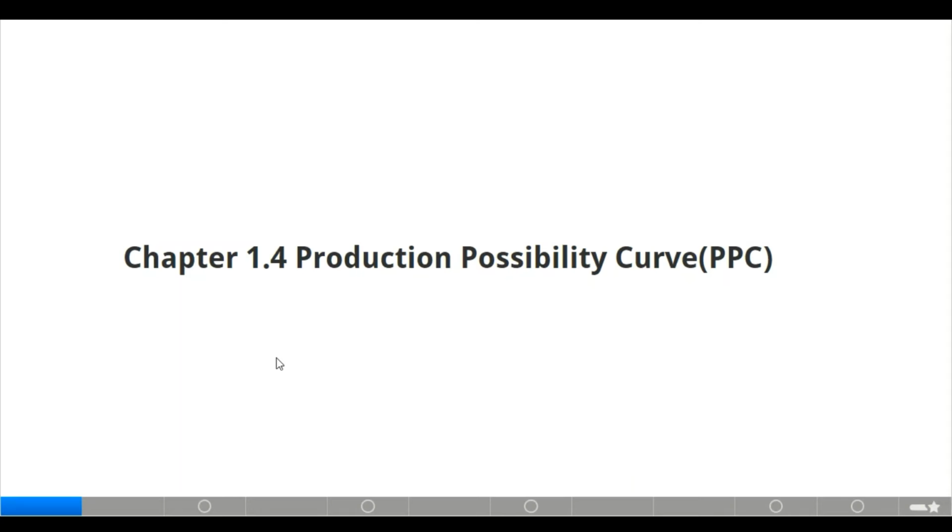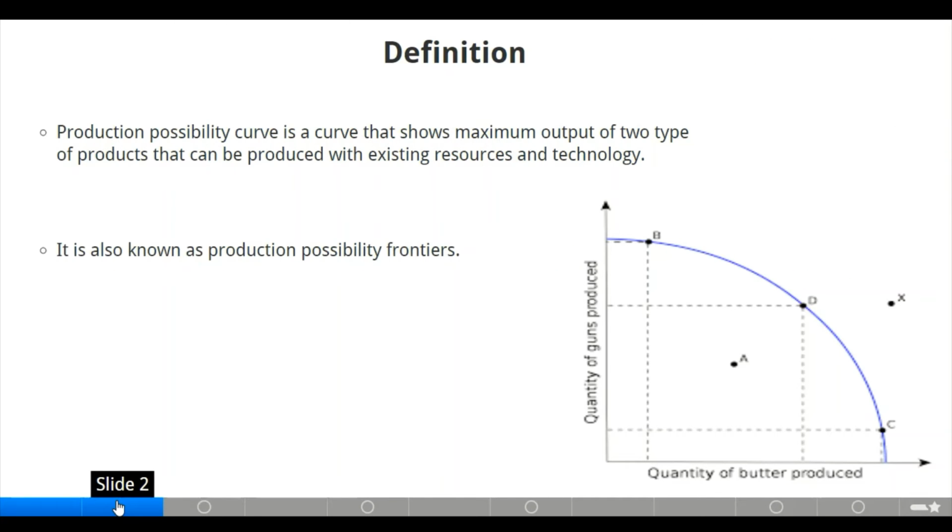Today we'll be discussing the Production Possibility Curve (PPC). Now, what is the Production Possibility Curve? It is a curve that shows the maximum output of two types of products that can be produced with existing resources and technology. It is also known as the production possibility frontier. This diagram shows a production possibility curve.